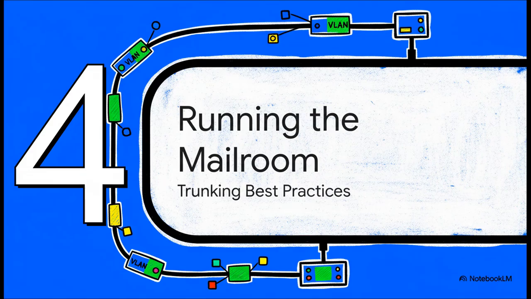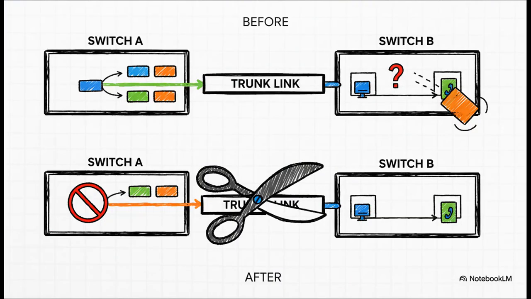All right, so we've got the theory down pat. Now let's get practical. How do we run this whole mailroom system efficiently? And most importantly, how do we keep it secure? First things first, only send the mail that actually needs to be sent. By default, a trunk just lets traffic from all VLANs go across.